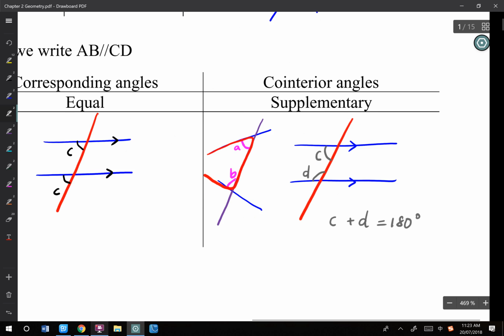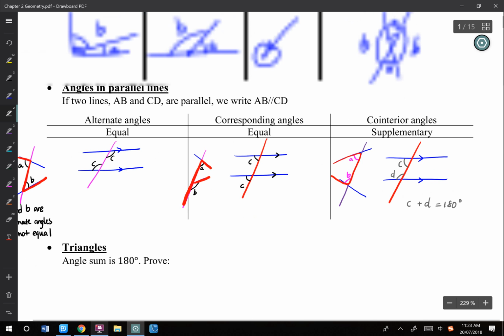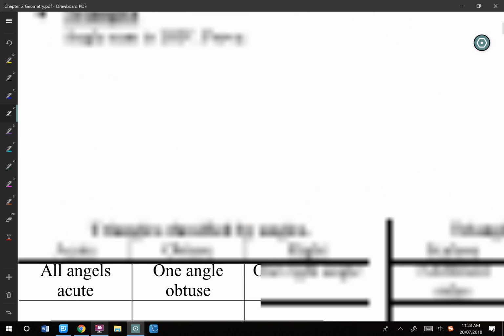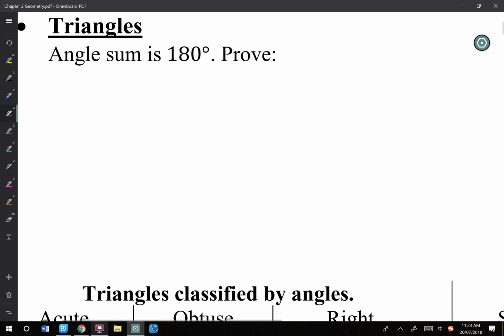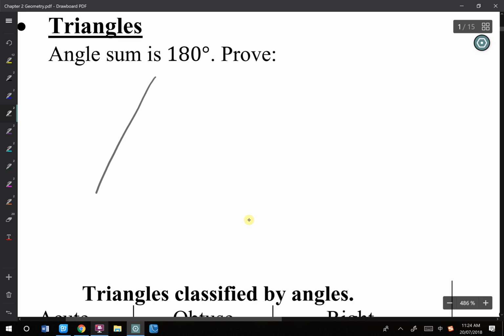Okay, that's the angles in parallel lines. Now triangles: the angle sum is 180 degrees. So if I draw a triangle, how do we prove it? It's quite interesting to prove.